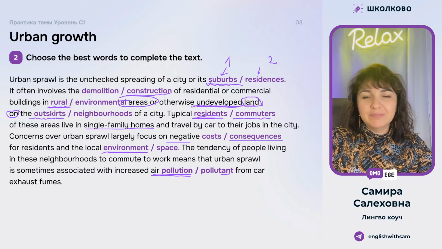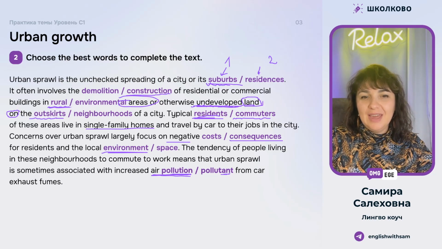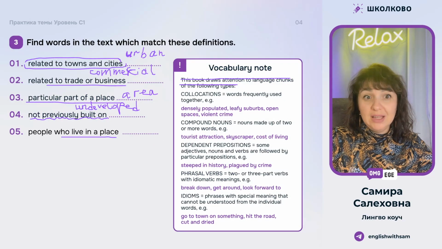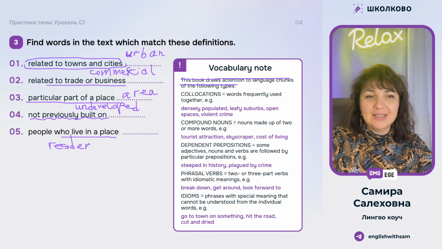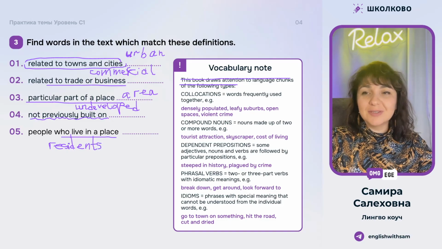Simply жители, no? Something like this. Yay. Yeah, we can say dwellers, right? Citizens, but here in the text we have residents. Residents. Yay. Good job.